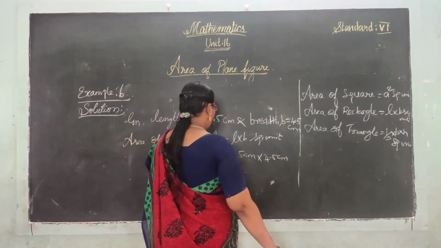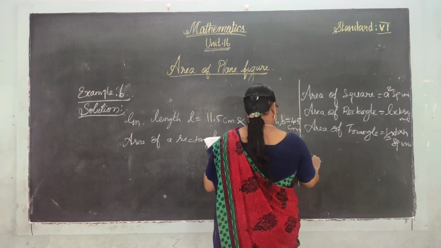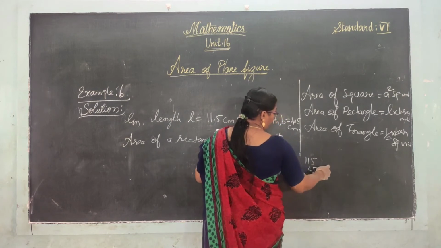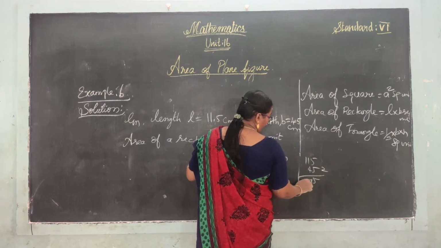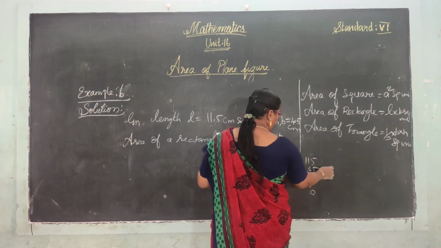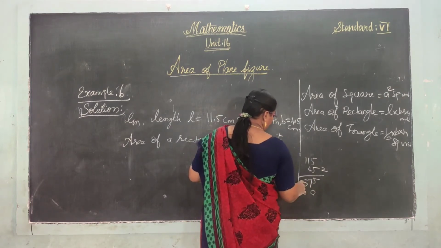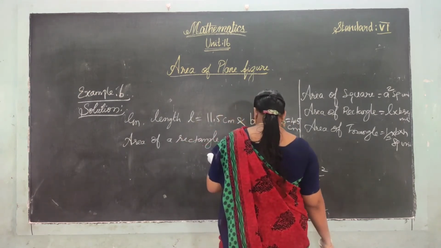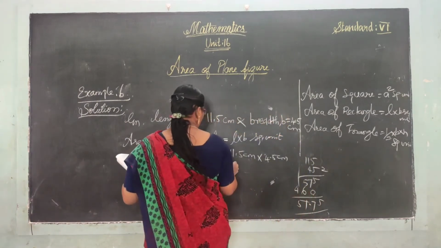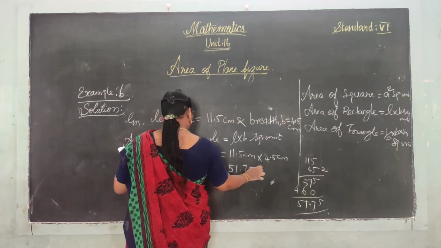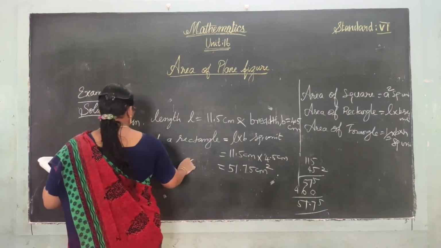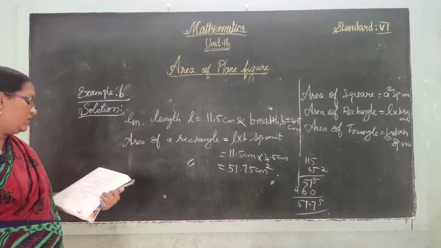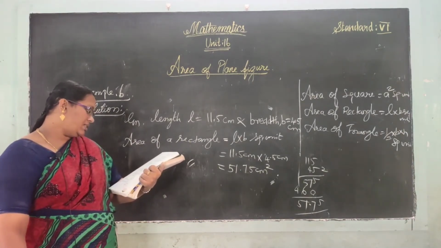Now multiply these two values. Okay, 5 5s are 25, 5 7s, okay, 5... 26, 4 7s, 11. So 2 decimal points, so 51.75 centimeter square. So area of the rectangle is equal to 51.75 centimeter square.